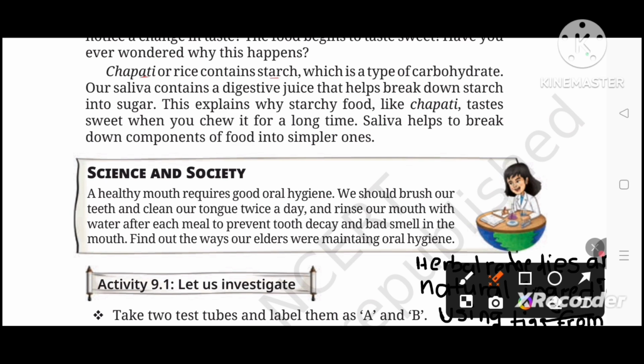Science and society. A healthy mouth requires good oral hygiene. You should brush your teeth and clean your tongue twice a day and rinse your mouth with water after each meal to prevent tooth decay and bad smell in the mouth. Find out how your elders maintain their oral health.